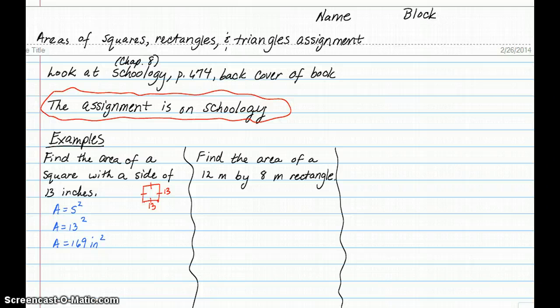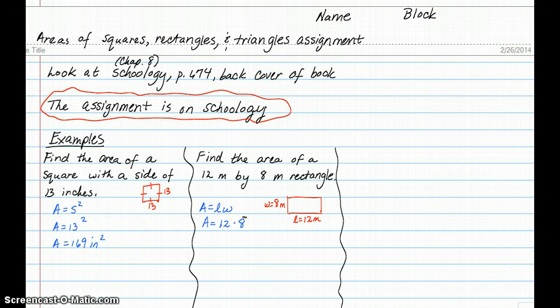Okay, you need to find the area of a 12 meter by 8 meter rectangle. Again, I'm a big fan of drawing a picture. So its length equals 12 meters, and its width equals 8 meters. And again, it's going to be a formula. You can find this in one of those resources I told you. It's area equals length times width. So A equals 12 times 8.